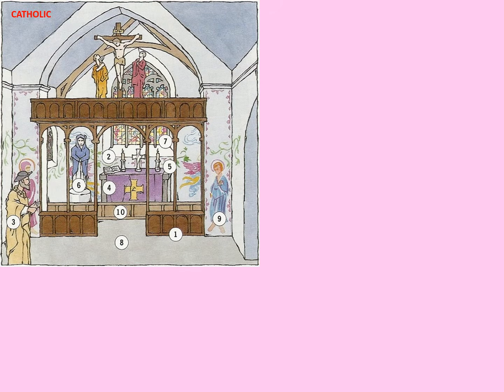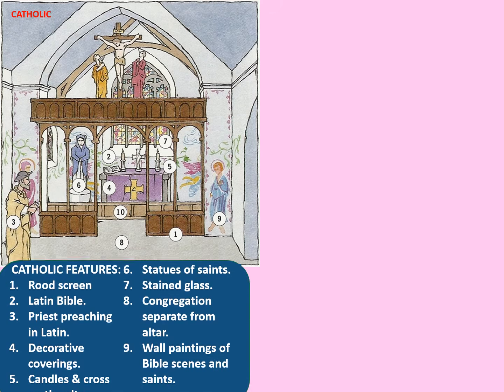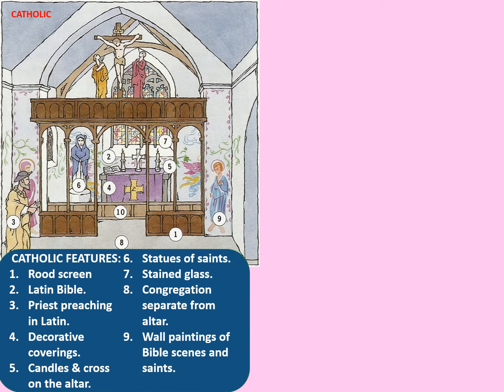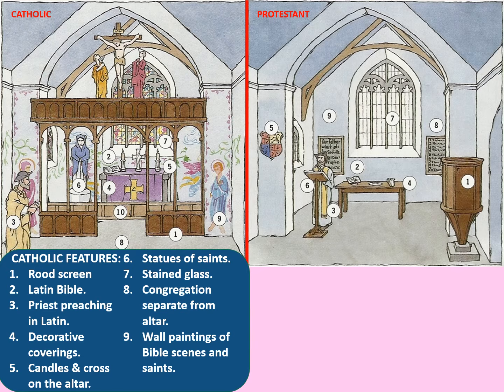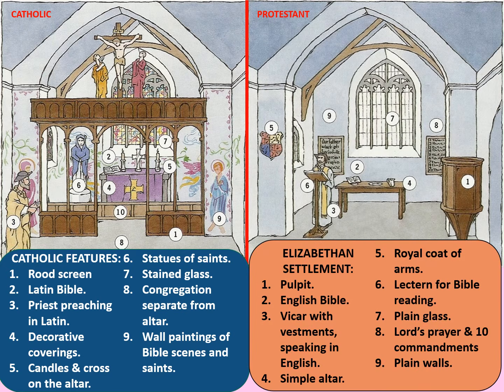In the previous video on the English Reformation, we've had a look at these pictures before, but now we're going to apply that to the Elizabethan settlement. Firstly, we can see the main features of the Catholic Church, and now we can see a Protestant church of the era. Some of the features do remain, but not all of them. Under the Elizabethan settlement, there was a pulpit where anyone could speak. There was an English Bible. There was a vicar with vestments still. You can see those draped around his shoulders, and he's speaking in English.